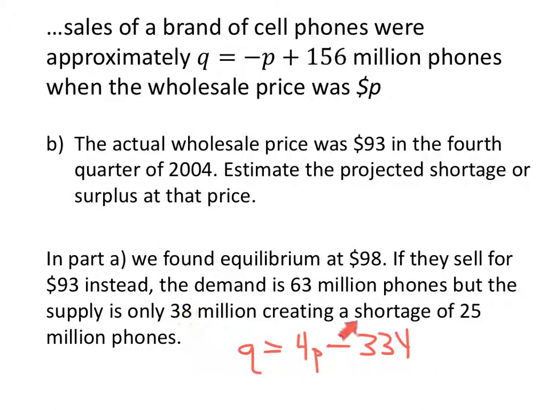If I subtract the two, there's a shortage of 25 million phones for this particular company in this quarter of 2004. So if something sold out, that's because they're selling for less than equilibrium, and supply does not keep up with demand. Watch for that.